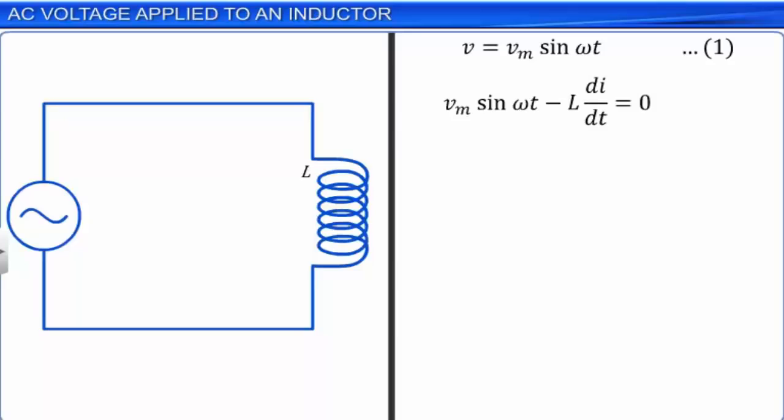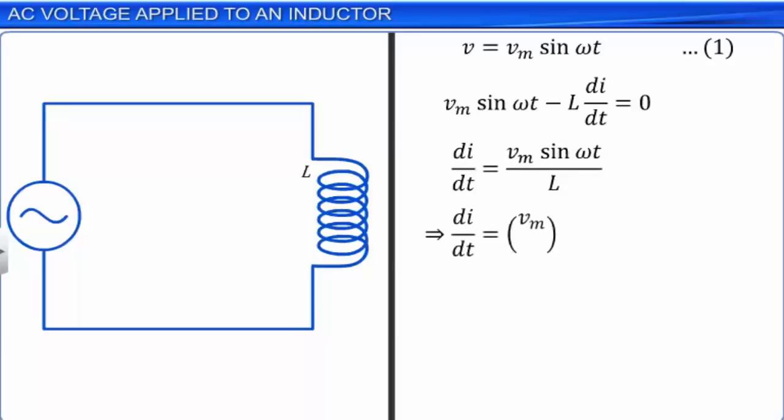Here, Vm sin omega t represents the potential difference applied across the circuit, and the term L di by dt represents the self-induced EMF in the inductor. Thus, we get di by dt equal to Vm by L sin omega t. Let this be equation 2.